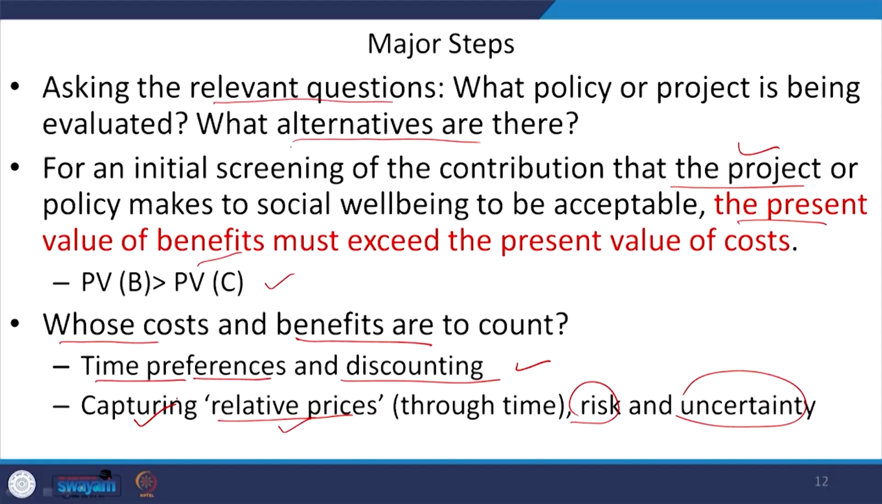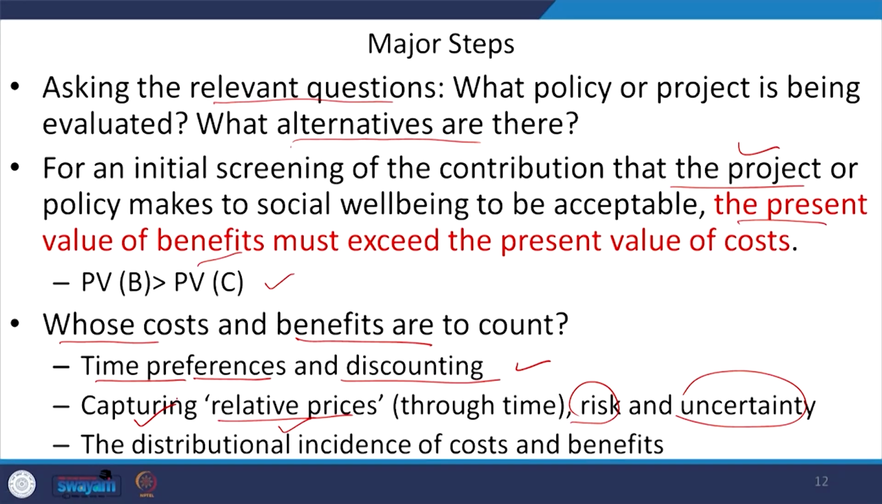So, these are very risky and uncertain affairs. So, that is why capturing the relative price is necessary. And the third one is in this context, that whose costs and whose benefits are to be estimated, we need to take into account the distributional incidence of costs and benefits.